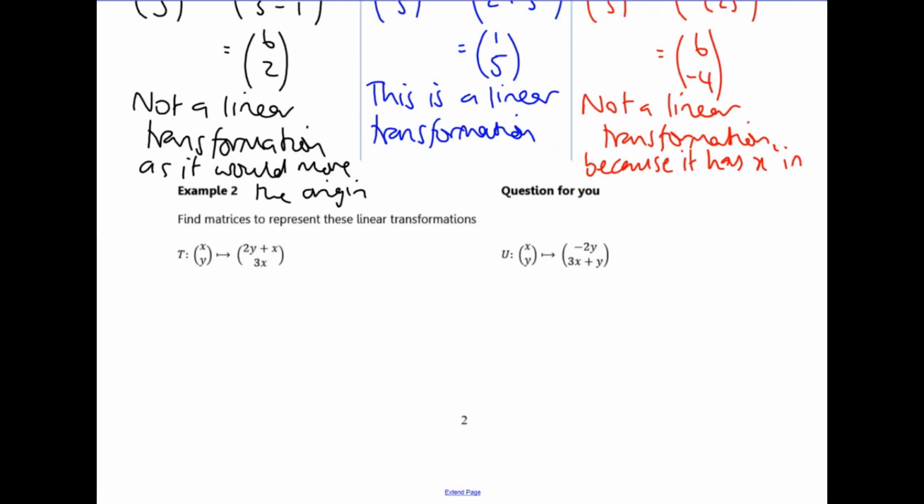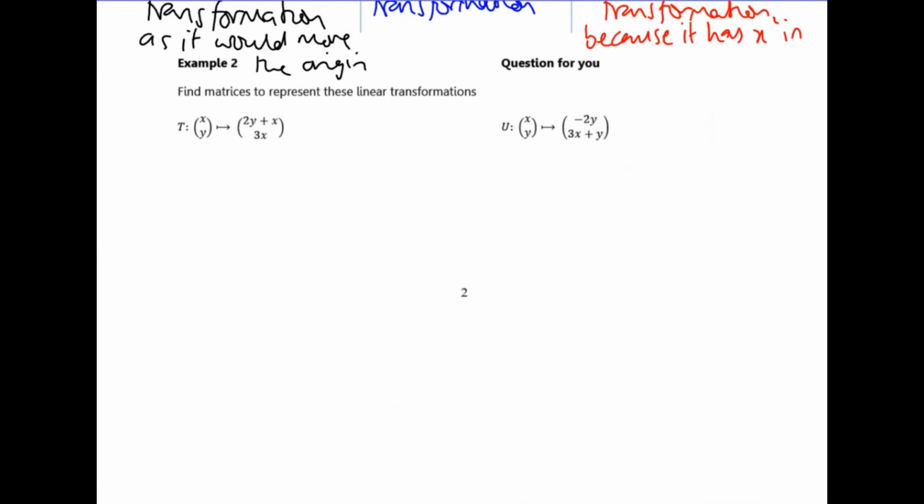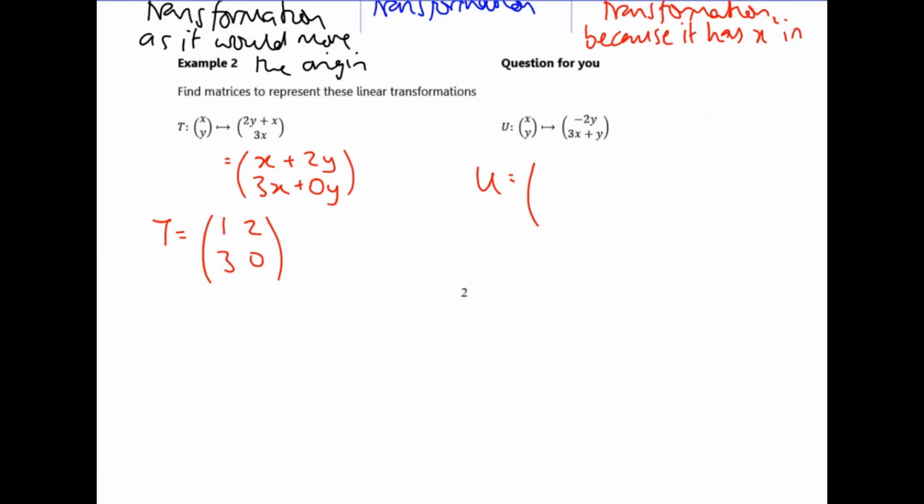Example 2 here. It asks us to represent these linear transformations as matrices. I'm just going to rewrite this with the x first and then the y. And this 3x, you can imagine there's 0 y on that. So to represent this as a matrix, call it the matrix T. This is 1, 2, 3, 0. I'll do U as well. But for U, there's no x on the top one, so that's 0, -2. And then on the bottom one, it's 3.